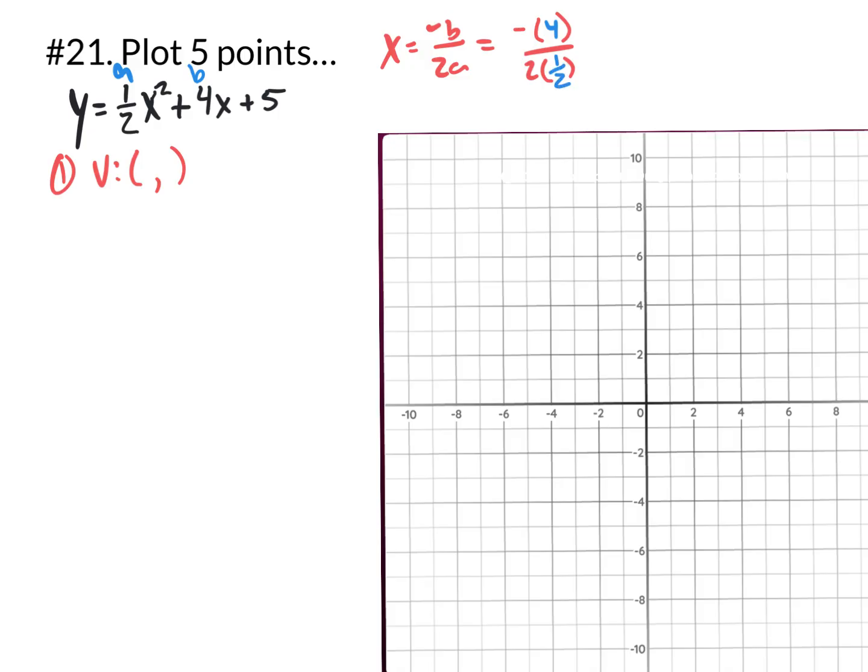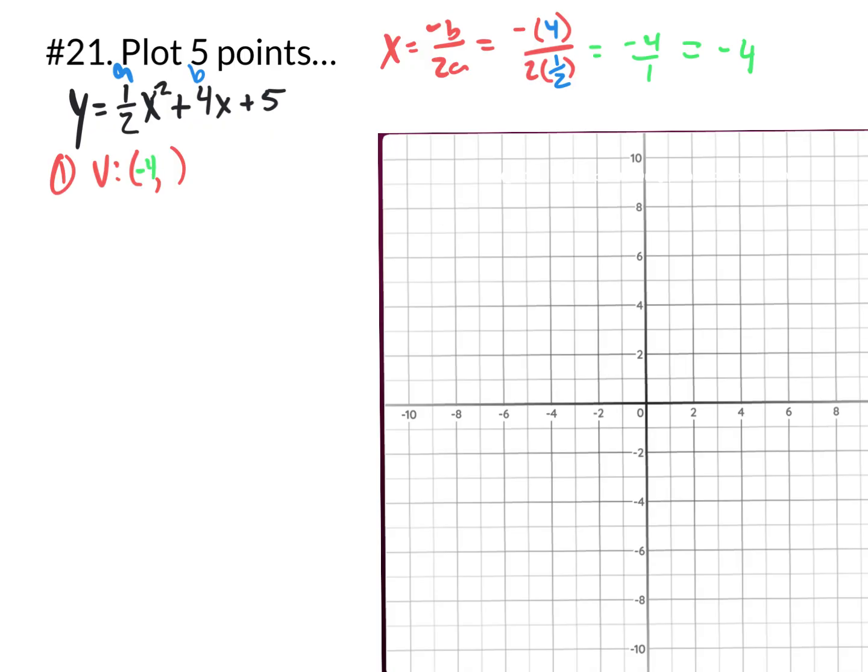Now let's do the math. You get a negative 4 up on top, and 2 times 1/2 is 1. So you really have a negative 4 as your x value.